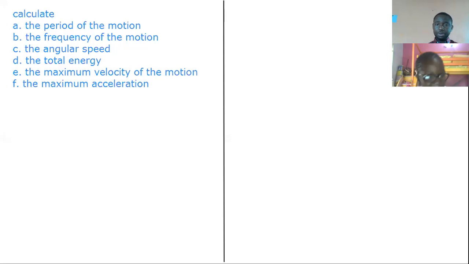Now, the question was a body of mass 20 gram. Okay, so we have the mass of 20 gram. Let's convert it to kilogram. That becomes 20 over 1,000, isn't it?